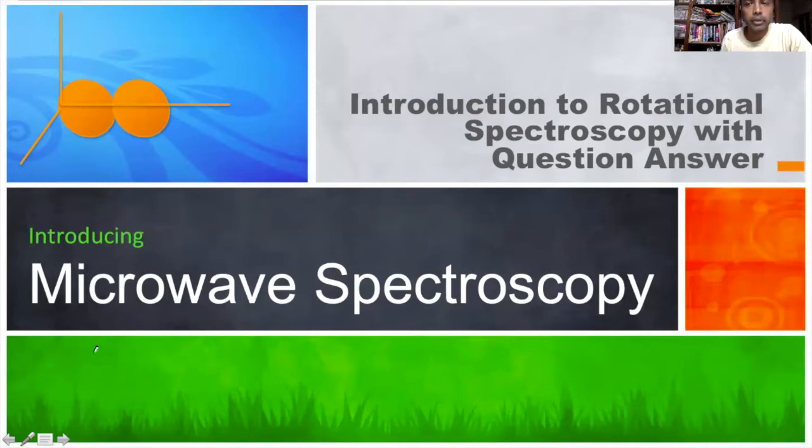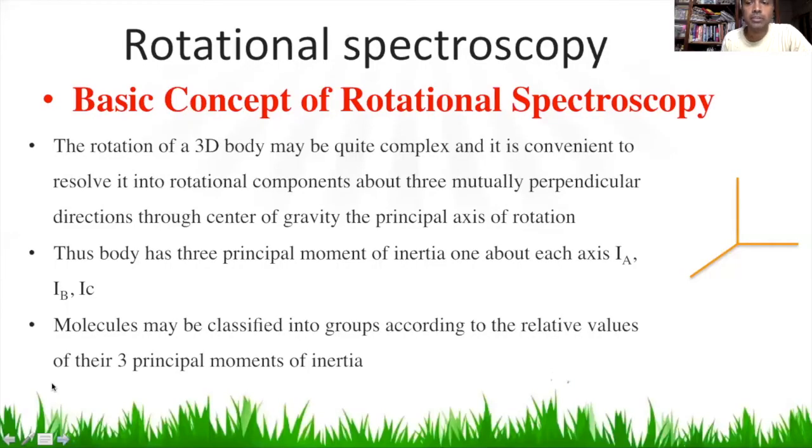Whenever there is a molecule, it can be either linear or non-linear, and depending on its orientation, it can be in three dimensions. If we imagine, it can be in the x direction, or the y, or the z. Here we will discuss the moment of inertia of the molecule about the three perpendicular axes.